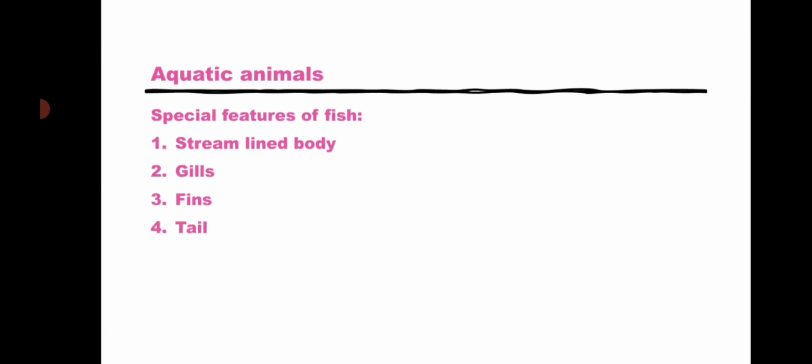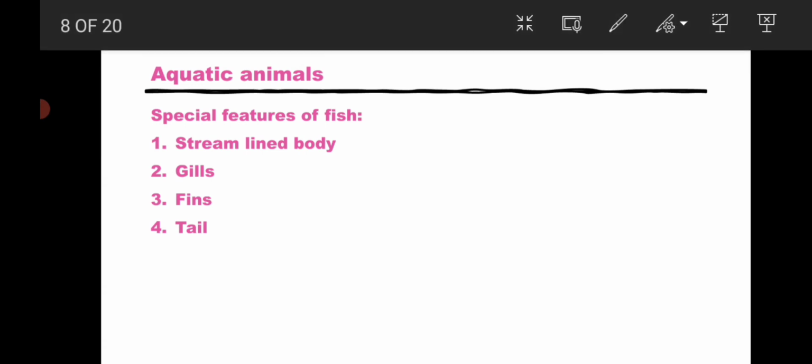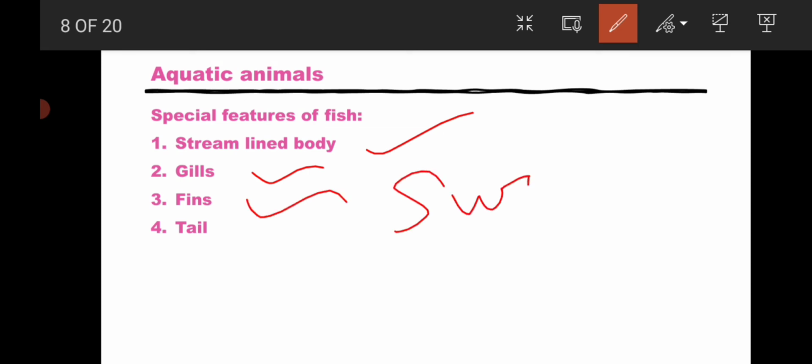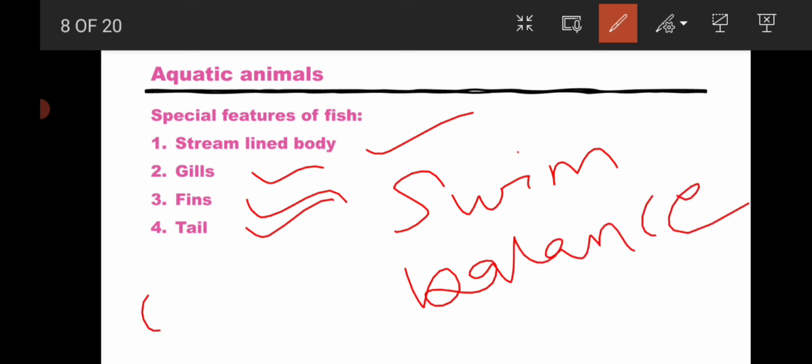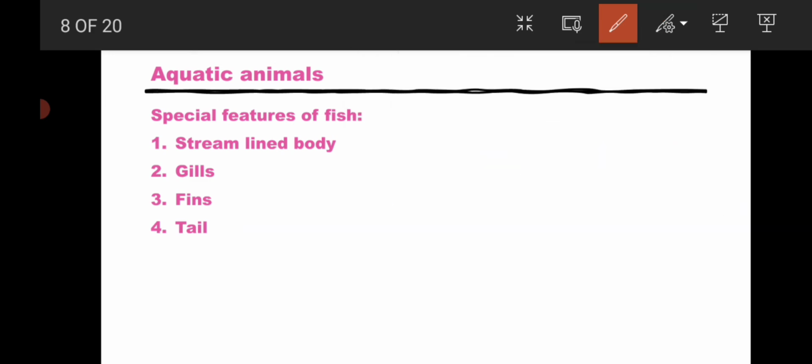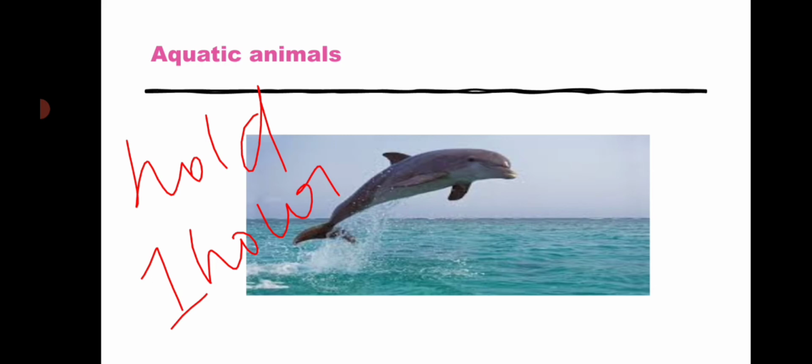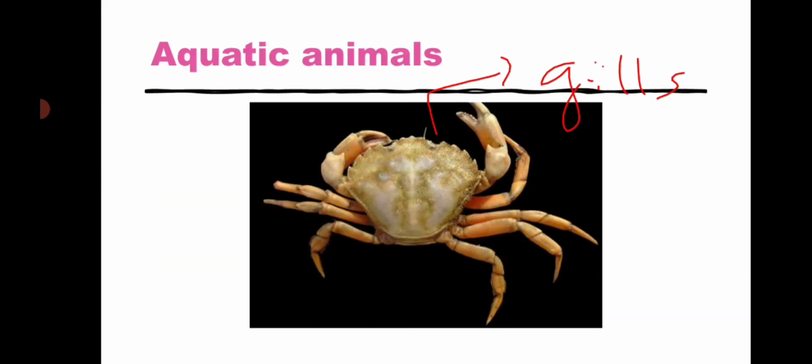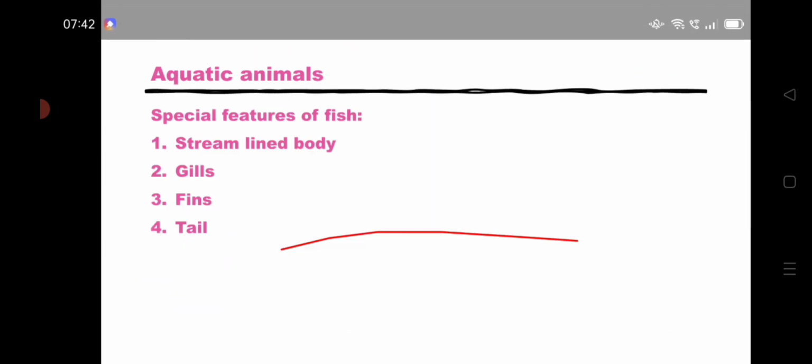Next, I have already told you the special features of the fish. So we have seen that the body is streamlined, they have gills to breathe, they have fins to swim and to balance in the water, and tails to change direction. So these are the special features that fish have. So these animals, the dolphins, whales, crab, fish, are considered as aquatic animals.